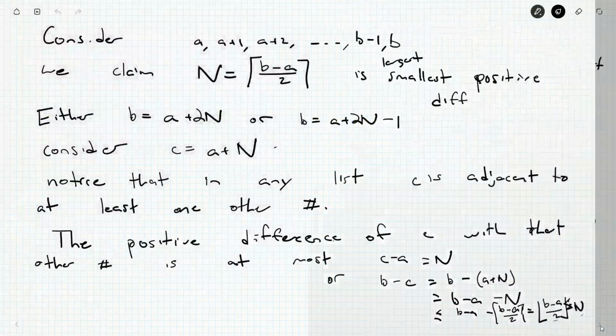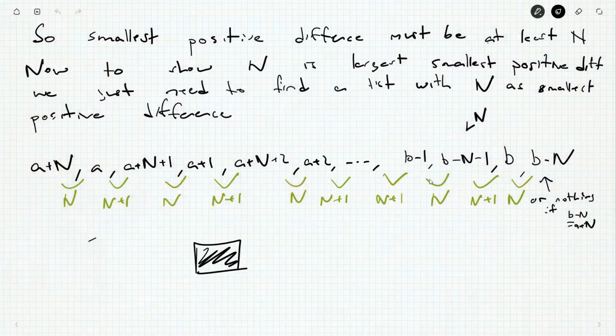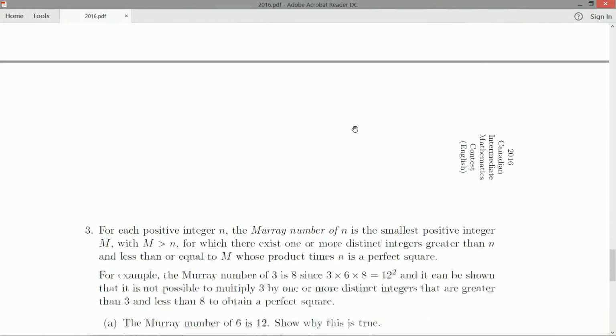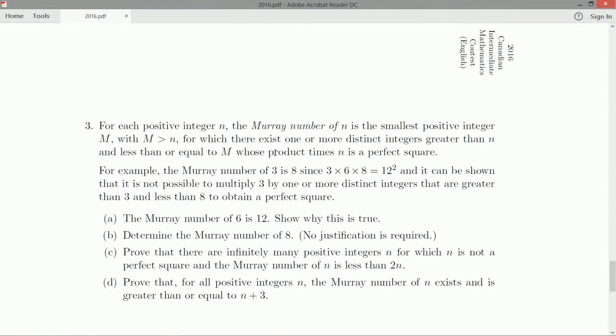Okay, so a nice little extra bit that we did there, and we'll flip the page in anticipation of our next question, and that will actually be B3, and that'll finish off the whole contest. Looks like it's going to be about something called Murray numbers. We'll take a look at that next time.